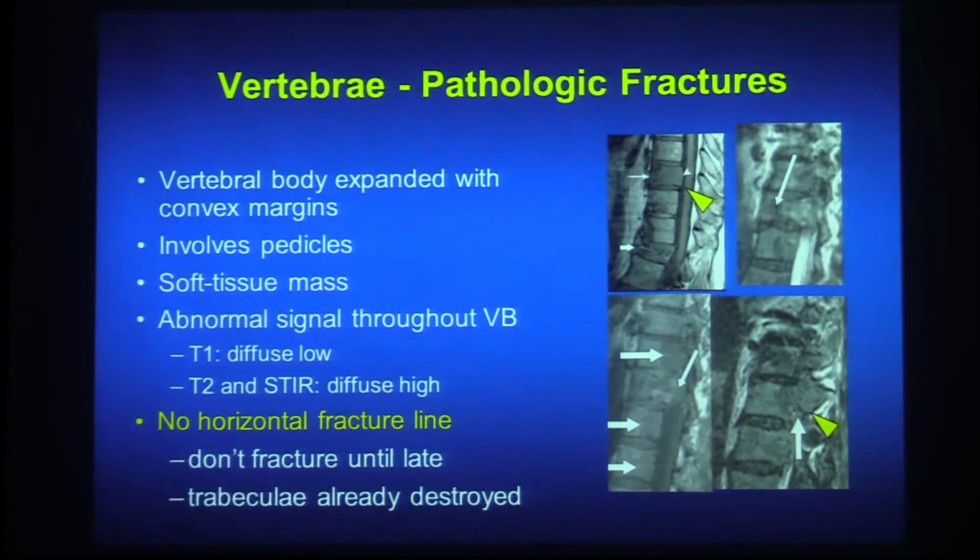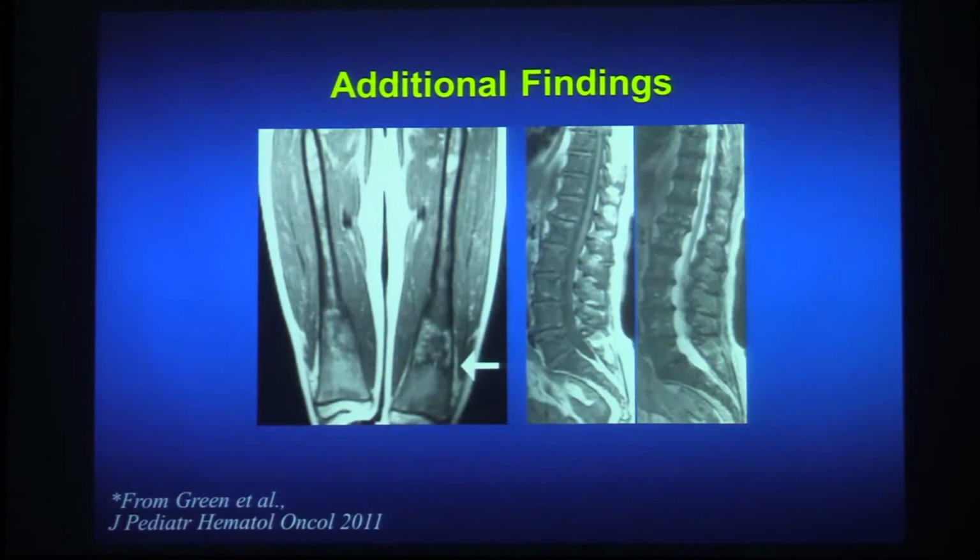With the case of a pathologic fracture through a vertebral body that's been involved by malignancy, first of all, the vertebral body tends to be expanded with convex margins. It may involve the pedicles. There may be a soft tissue mass. But you often do not see a horizontal fracture line in these pathologic fractures because the fracture occurs late. With the tumor taking over the vertebral body, the trabeculae have already been destroyed, and it's really the compressed trabeculae that are the source of the fracture line.